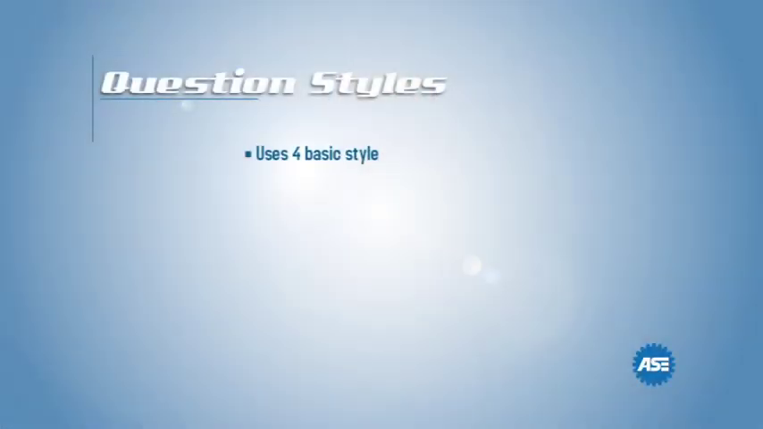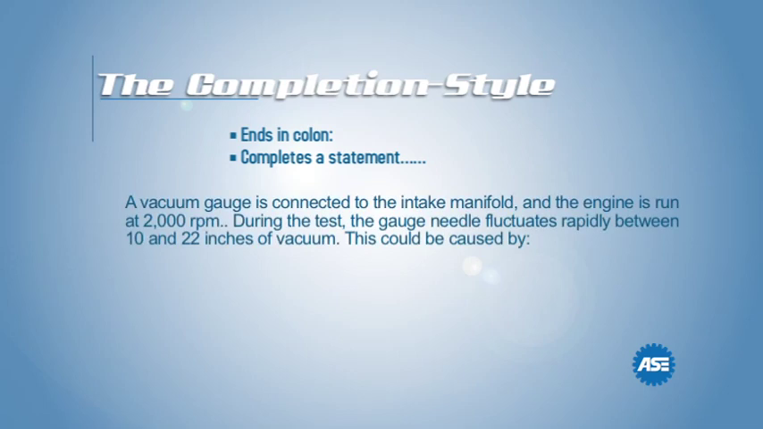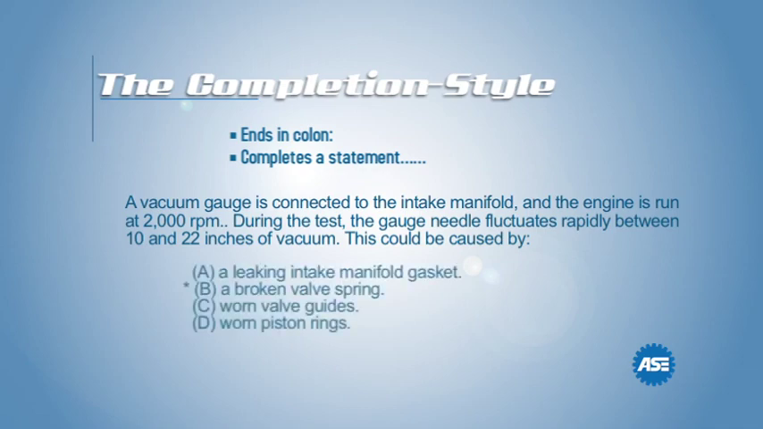ASE test questions use 4 basic styles. The first style is called the completion style question. This type of question simply ends in a colon, and you're completing a statement by selecting your answer option. In this example, we show you that a vacuum gauge is connected to the intake manifold and the engine is run at 2,000 RPMs. During the test, the gauge needle fluctuates rapidly between 10 and 22 inches of vacuum. This could be caused by, there's a colon, and we have 4 answer options. Your answer option is going to complete that statement. We call this a completion style question.